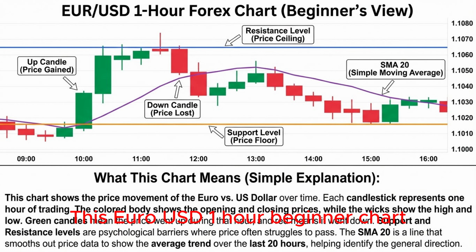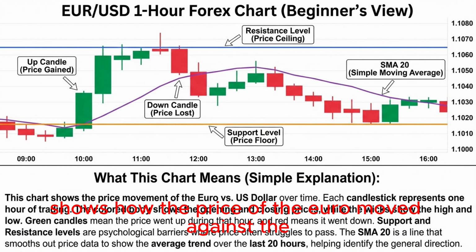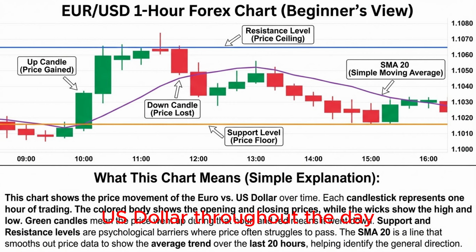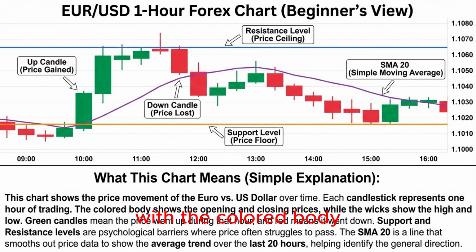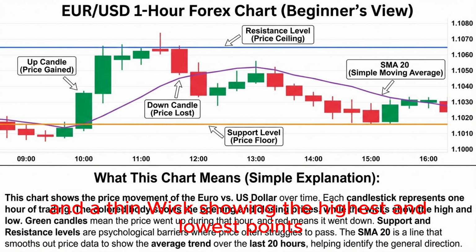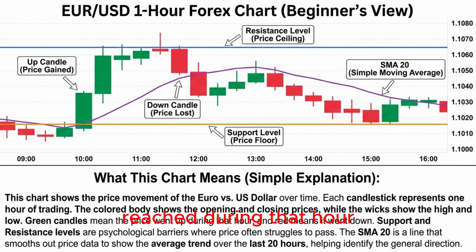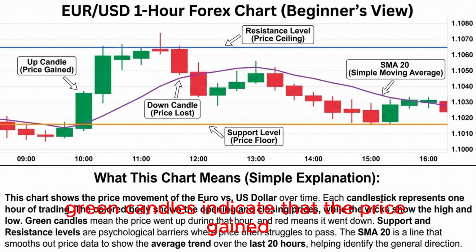This Euro USD 1-hour beginner chart shows how the price of the euro moved against the US dollar throughout the day. Each candlestick represents 1 hour of trading, with the colored body showing where the price opened and closed, and a thin wick showing the highest and lowest points reached during that hour. Green candles indicate that the price gained, while red candles show that the price lost value.